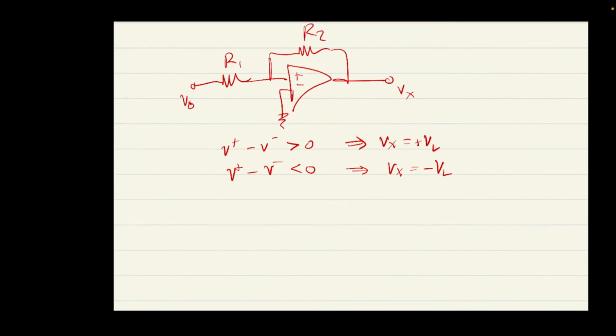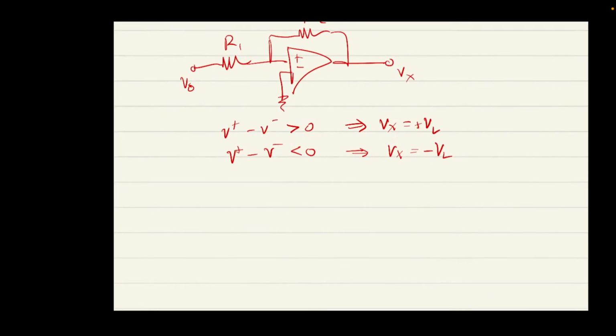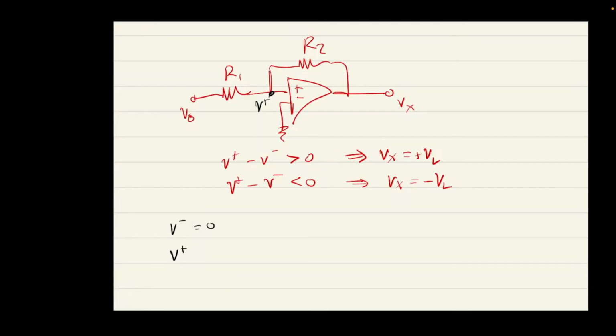Right, so the first thing we're going to do is figure out an expression for V plus. So V minus, what is V minus? V minus is just ground, it's 0, right? What is V plus? Well, we need to figure that out. The way that we do this is voltage divider and superposition.